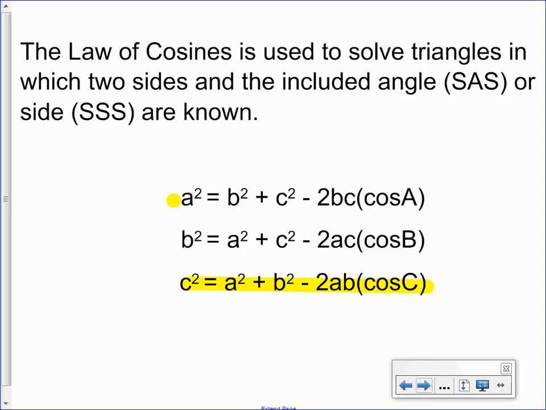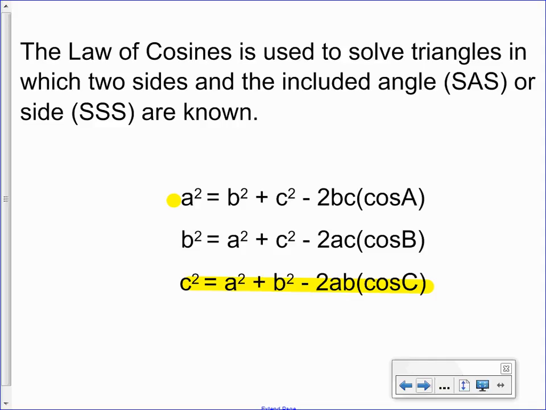So, law of cosines: a, b, c. It's easy as that. Okay, if you have the situation side, side, side, or side, angle, side, the law of sines won't work out for you because you have nothing to compare it to. So in that case, you would use the law of cosines.